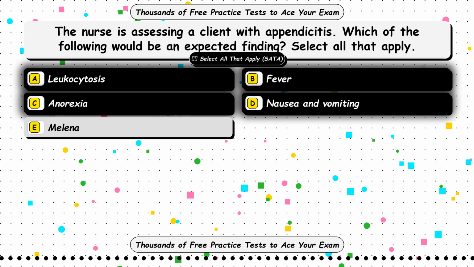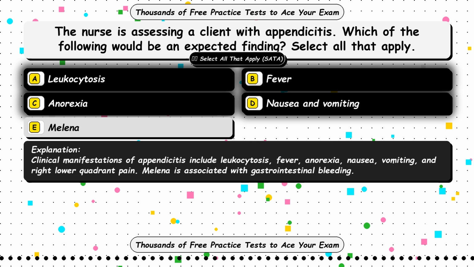The correct answers are options A and B and C and D: leukocytosis, fever, anorexia, nausea and vomiting. Clinical manifestations of appendicitis include leukocytosis, fever, anorexia, nausea, vomiting, and right lower quadrant pain. Melena is associated with gastrointestinal bleeding.